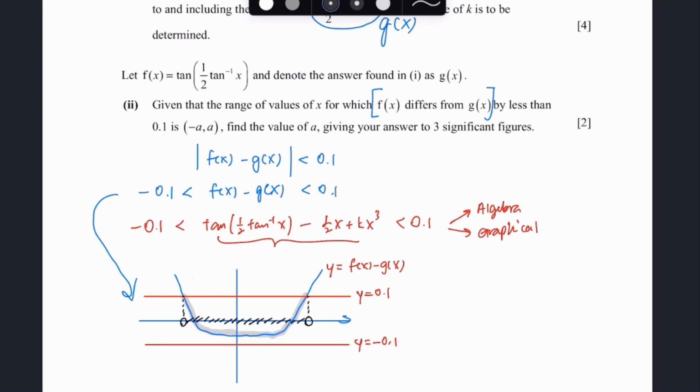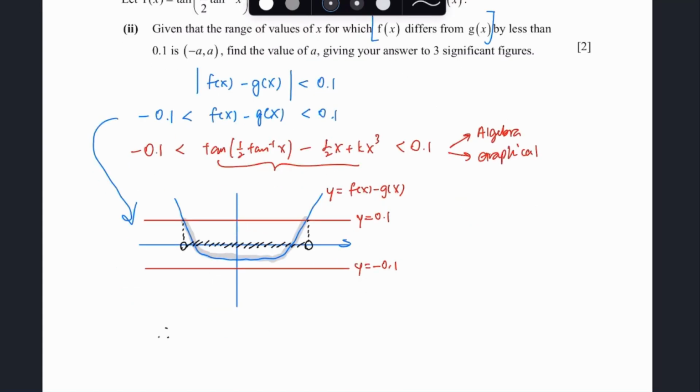So you just need to find the intersection, then your answer would be x between this and this. Or you can straight away find, this means that a will be equal to some value over here. So you go back home and then you fill in the blanks.